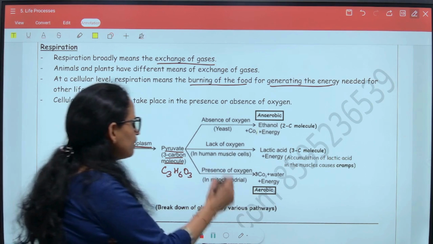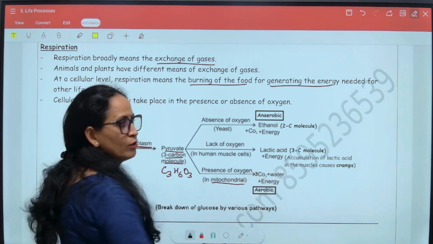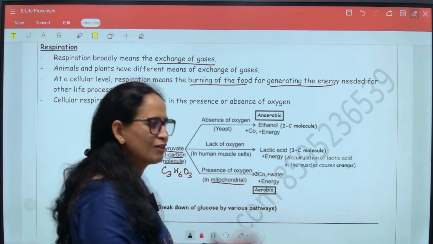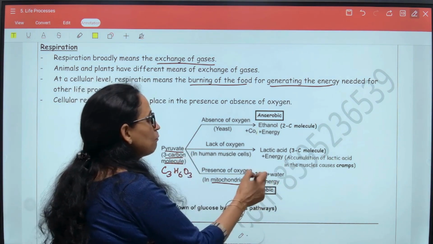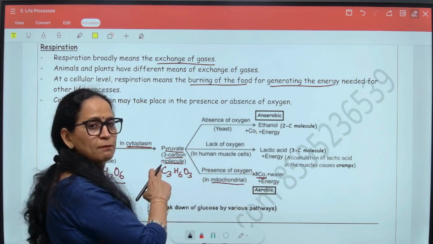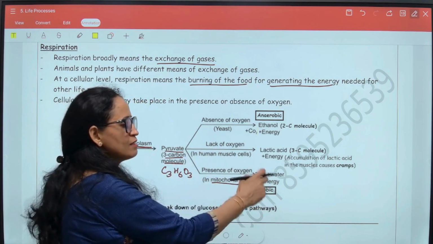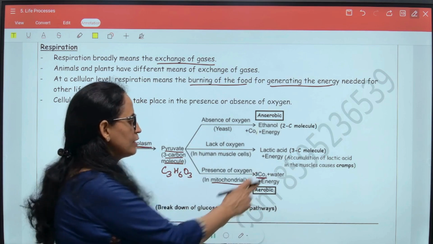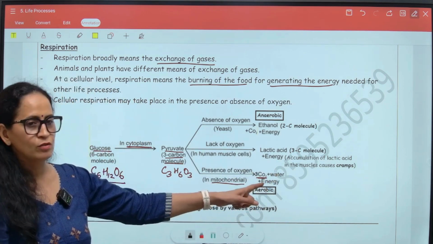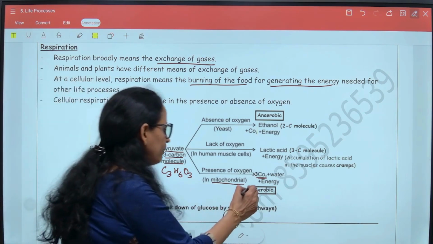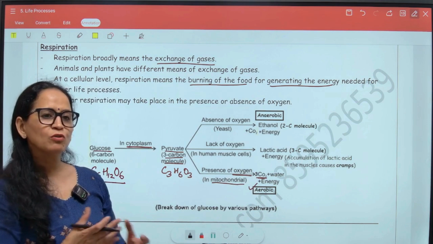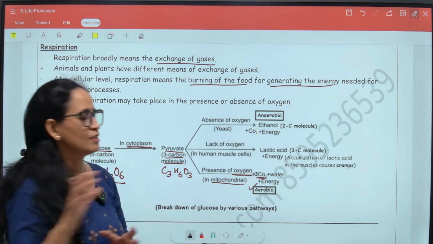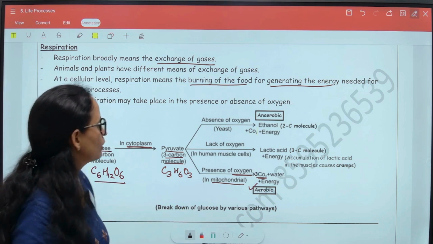Now what happens in the mitochondria? In sufficient presence of oxygen, this pyruvate is broken down and, because it is a 3-carbon molecule, it releases 3 molecules of carbon dioxide, and water and energy. This is called aerobic respiration, which takes place in the presence of oxygen. So mitochondria release energy and store it in the form of ATP. We'll have a look at that also.